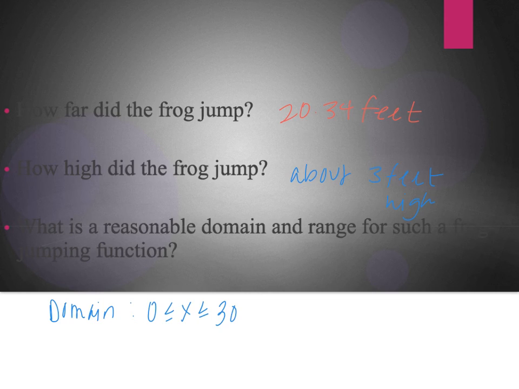And then the range. Remember the frog only jumped as high as 3 feet. So again, we only want to see a little bit more past that. And the lowest the frog can jump is the ground, which is 0. So our range would be 0 is less than or equal to y is less than or equal to 5. And again, we're just going a little bit above the 3 feet that was given.